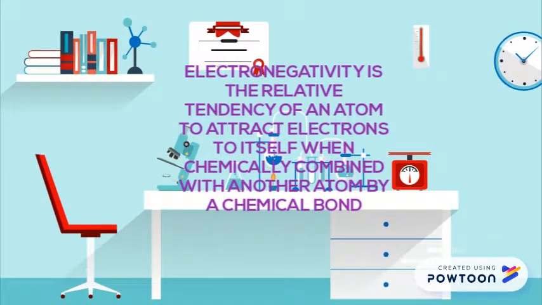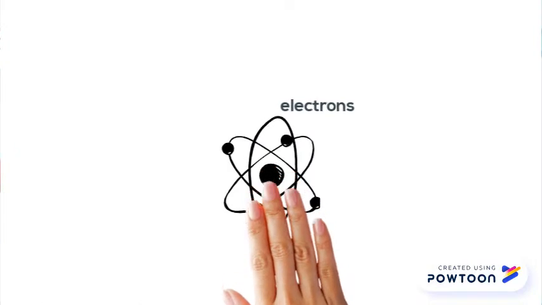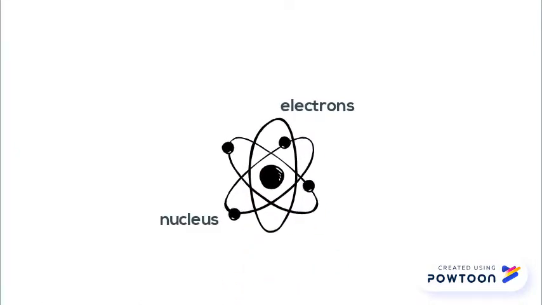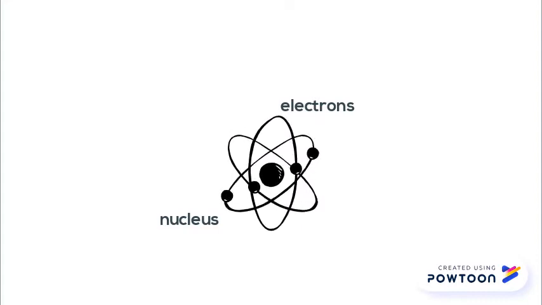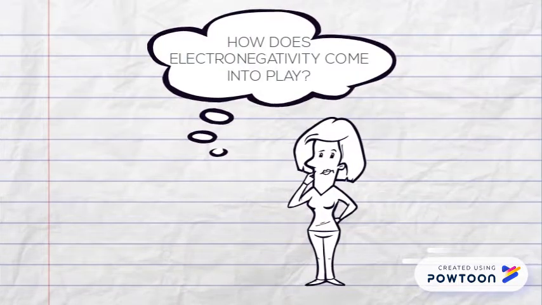Electronegativity is the relative tendency of an atom to attract electrons to itself when chemically combined with another atom by a chemical bond. Well, to put it in simpler terms, it is the force or the ability of an atom to attract electrons. So here is an atom that consists of electrons and a nucleus. The electrons are able to orbit the nucleus due to the attraction of electrons towards the nucleus. So how does electronegativity come into play?